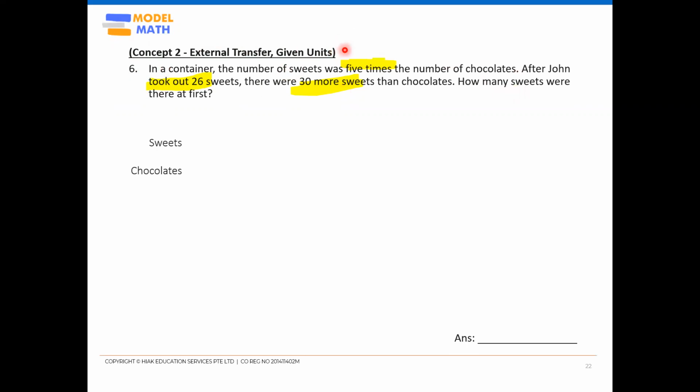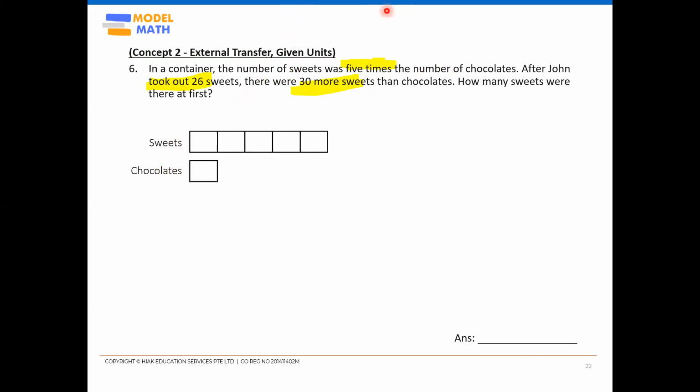So whatever information is given from the start, you follow that first. Don't go on to draw 30 more sweets, because 30 more sweets is in the end, later. Then it'll be very hard to work backwards when you draw the model already. So we just start off with sweets 5 times. So sweets 5 units, right? Because 5 times as much as chocolate, so chocolate should be only 1 unit.